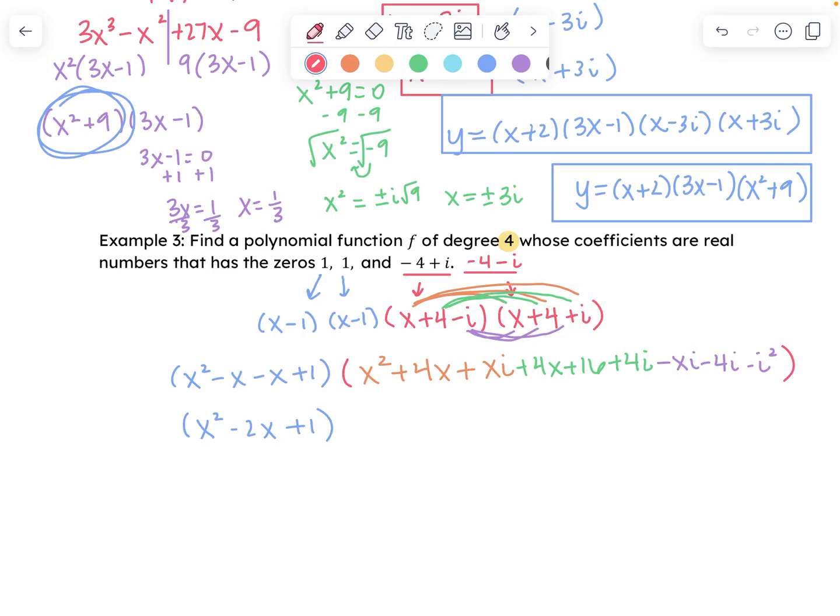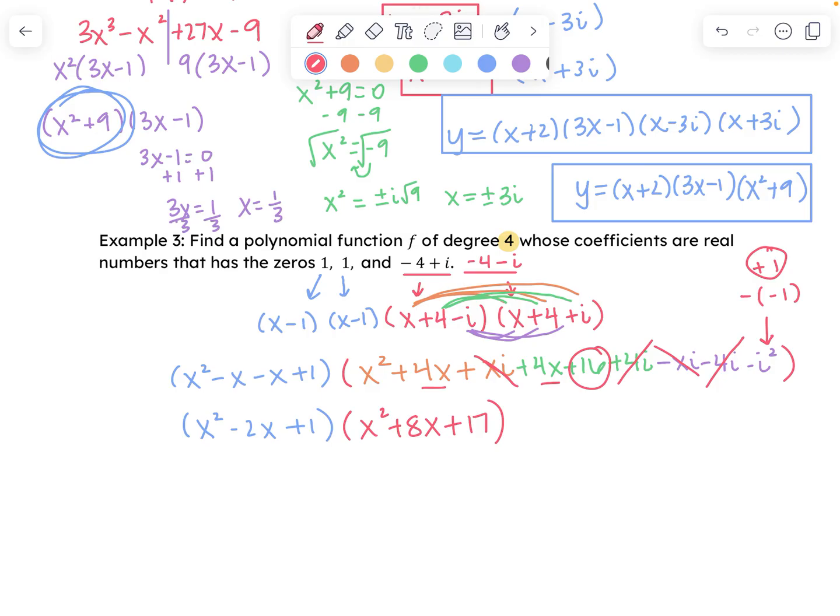Okay, and we can combine like terms just like we did in our other set of parentheses. So if I'm looking, I've got an x squared. There's nothing to combine with that. I've got a 4x and a 4x, so that's going to give me 8x. The xi and the negative xi cancel out very nicely, just like the 4i and the negative 4i cancel out very nicely. And then I have a 16, but I also have this negative i squared. And if you remember from algebra 2, i squared is negative 1. So negative negative 1 becomes plus 1. So I've got 16 and 1, so that's going to be 17.